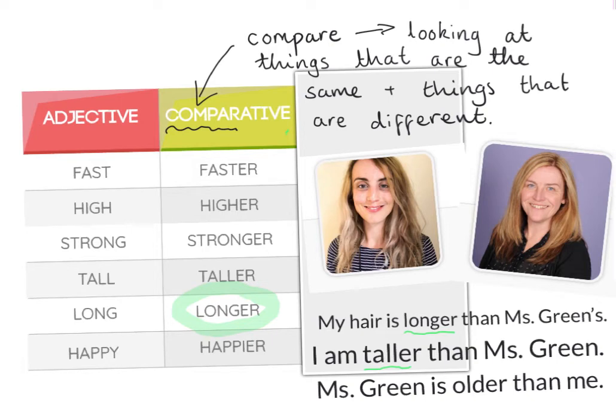I'd like you now to pause your video and write down on a piece of scrap paper which of these words in this sentence is the comparative adjective. And press play when you're ready to find out the answer. Miss Green is older than me, so the comparative adjective here is older. And you will have noticed, if you are super at spotting things, that all of these comparative adjectives end in ER.